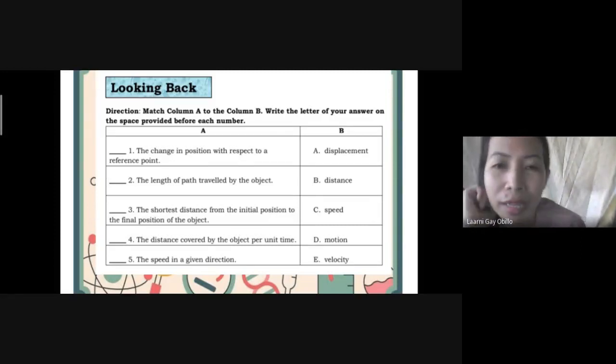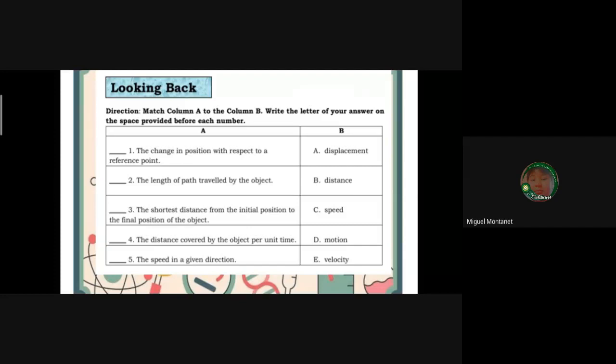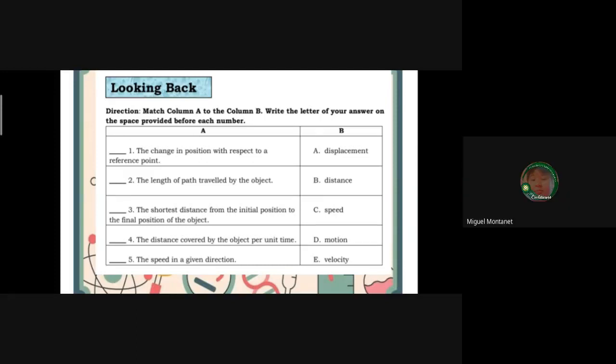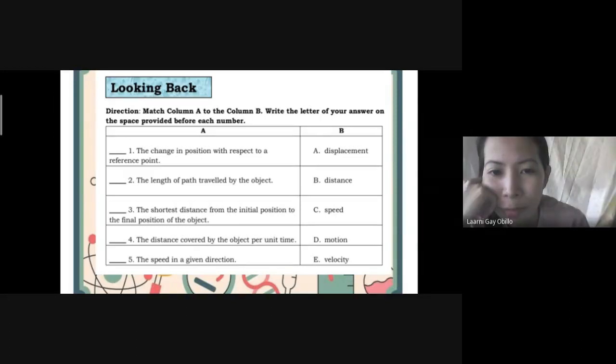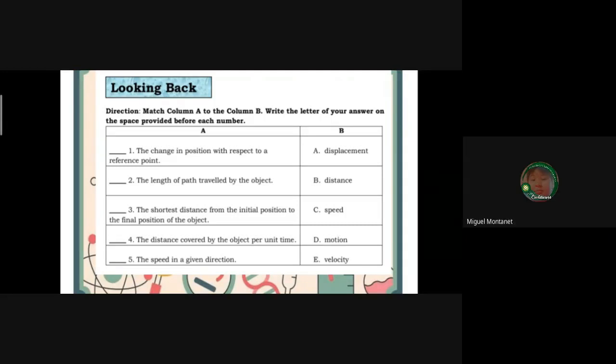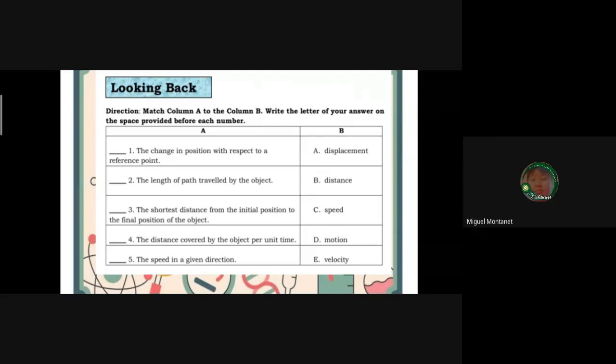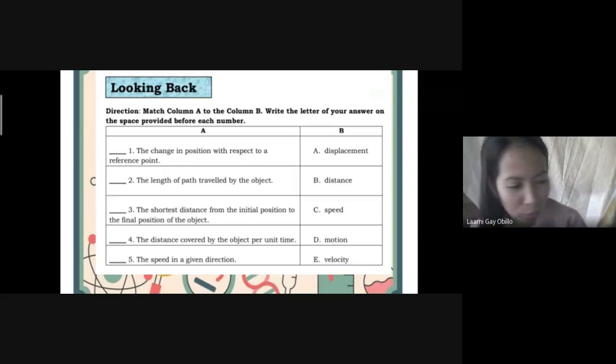Number 1, read. Miguel. The change in position with respect to a reference point. What is your answer? B, distance, ma'am. Is the answer distance? Okay, you can still guess. A change in the position of an object. When its position changes, it moved. So what is your answer there? Displacement, ma'am. Displacement? Okay, let's see if Miguel's answer is correct.